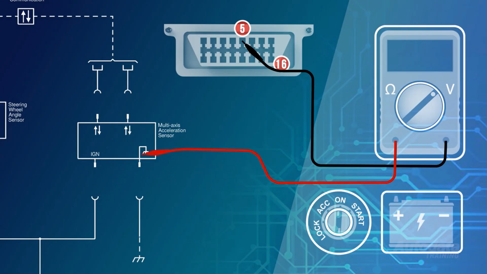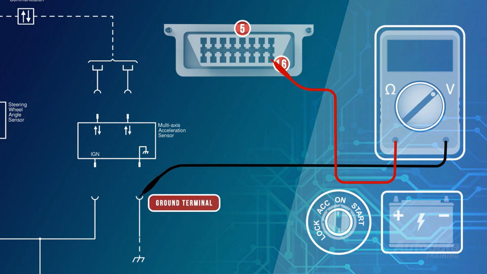Depending on the OEM, there may be multiple voltage supply and ground circuits within the harness connector. These will all need to be checked. Next, move the red lead to terminal 16 of the DLC and the black lead to the ground terminal in the harness connector. Ignition voltage should also be displayed.